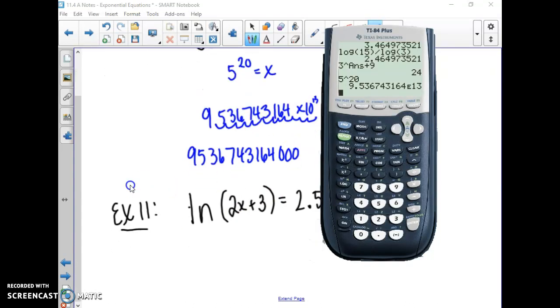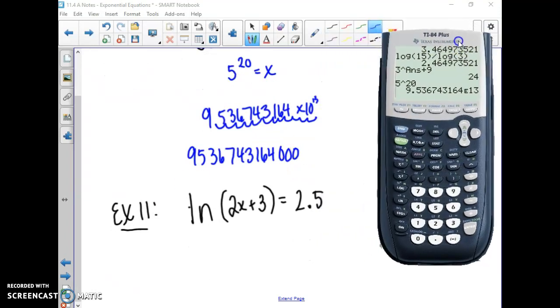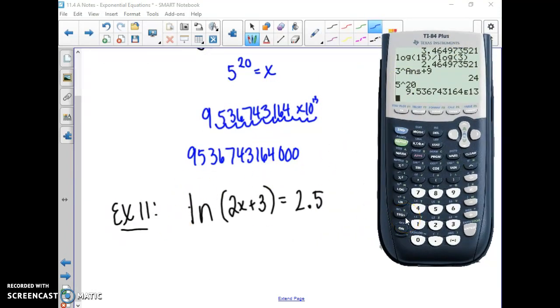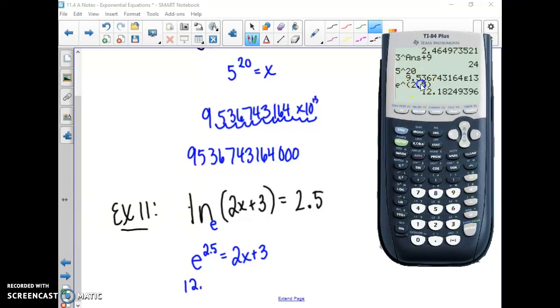Okay. For number 11, we're dealing with a natural log. So that means the base of this log is e. So that means we have e to the 2.5 equals 2x plus 3. E to the 2.5 looks difficult, but it is just a number, so we can type this into our calculator. So if we do e to the 2.5, we get 12.182. And now we just have a simple two-step equation.